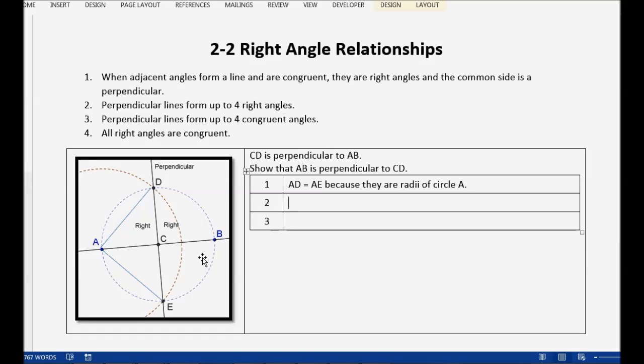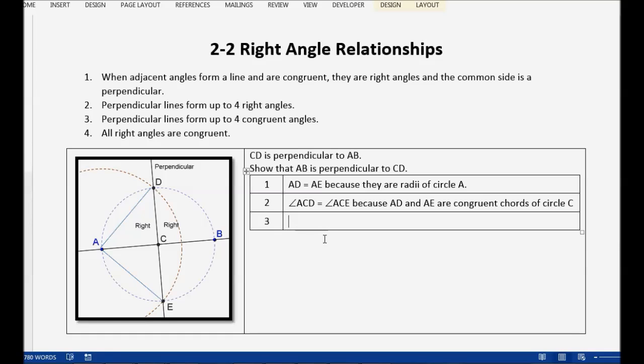They are also chords in circle C, and congruent chords in a circle intercept congruent angles. Since ACD intercepts AD and AE is intercepted by ACE, that means angle ACE and angle ACD are congruent angles. So angle ACD is equal to angle ACE because AD and AE are congruent chords of circle C.